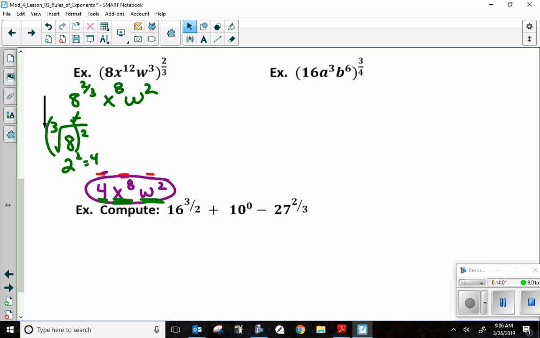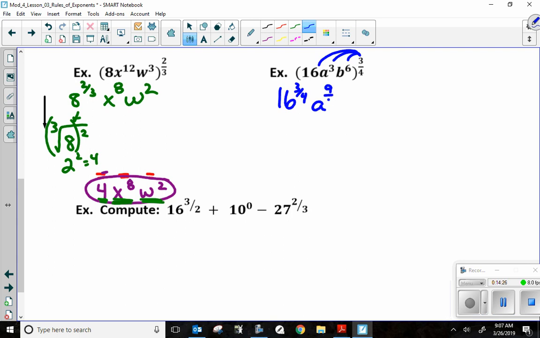Right one here: 16a cubed b to the 6, all raised to the 3/4. This one is not going to be so nice and easy as far as our variables go. So let's just distribute this exponent right now. That's 16 to the 3/4. A, 3 times 3/4 is 9/4. B, 6 times 3/4 is 18/4. Now, I can reduce that fraction for the B right now, but let's take one thing at a time here.